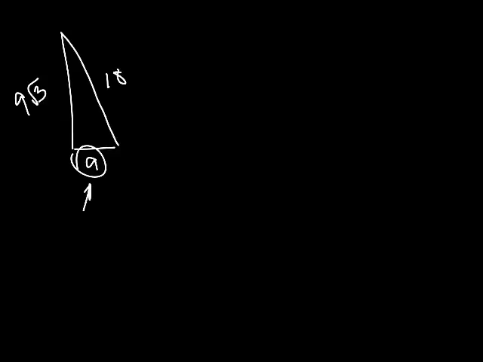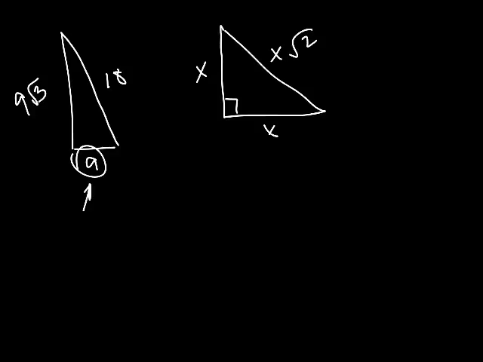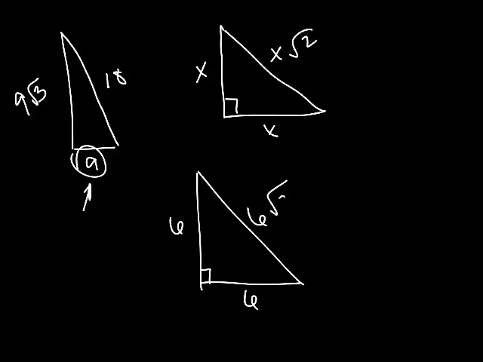The same is true with a 45, 45, 90-degree triangle. This is x, and this is x square root of 2. So if I have this 45-degree triangle and I say that this is 6, I know that this is 6, and this is 6 square root of 2. So it makes it real quick and easy to find the lengths of the other sides. So let's look at the trig parts of these 45-degree triangles.